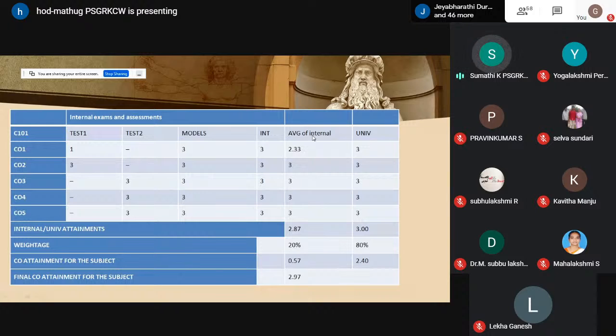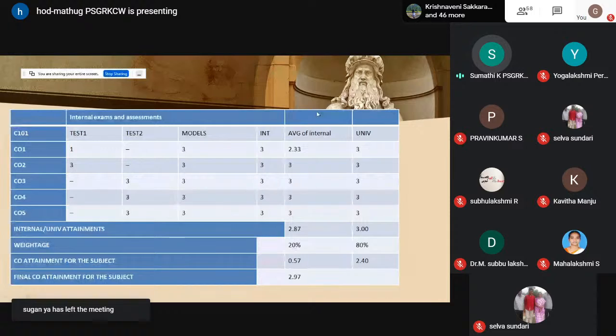Similarly, for the university examination also, how CO1, CO2, CO3, CO4, CO5 are achieved, that value is also calculated. Then once this is over, we again find an arithmetic mean. So it is 2.87 and 3.